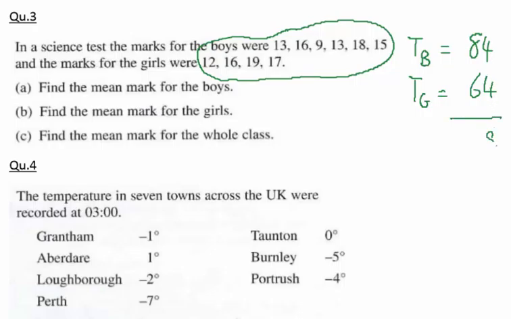4 and 4 is 8. 6 and 8 is 14. 148. But I've got 10 altogether, so the average for the class is going to be 148 over 10, which is 14.8.